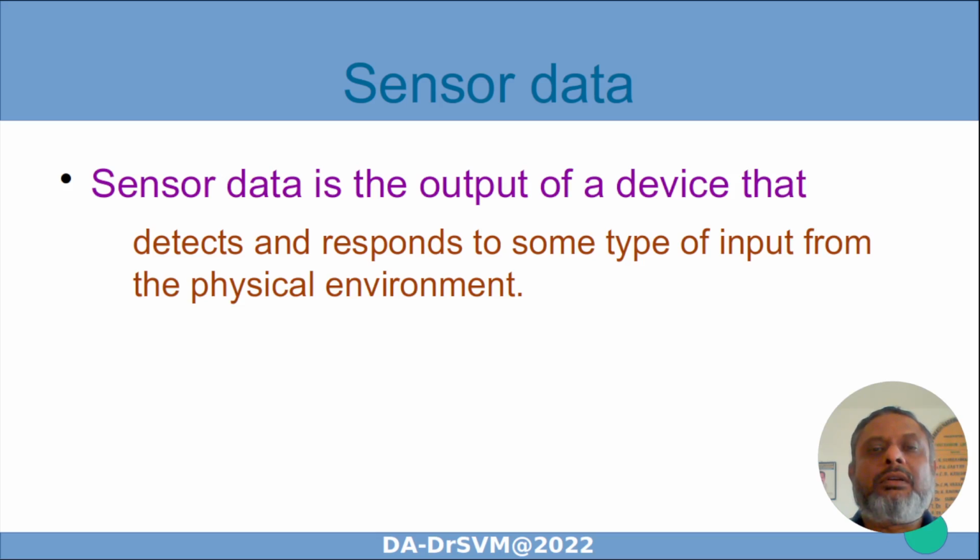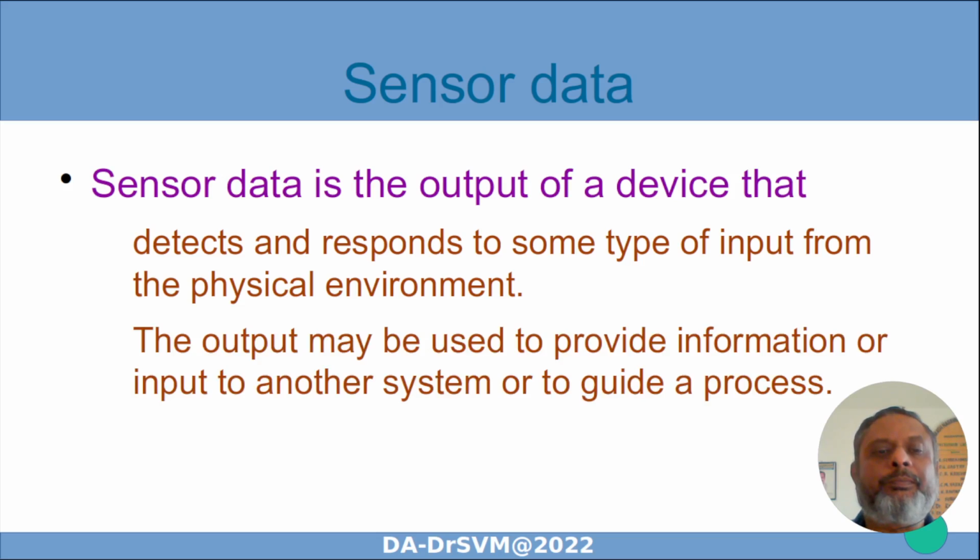special components called sensors. So we do have sensors that respond to the input from the physical environment and present us the information in the electrical form, so that the next step can read it conveniently and do the needful. This output produced may be used to provide the information, or can be an input to another system, or to guide any process.